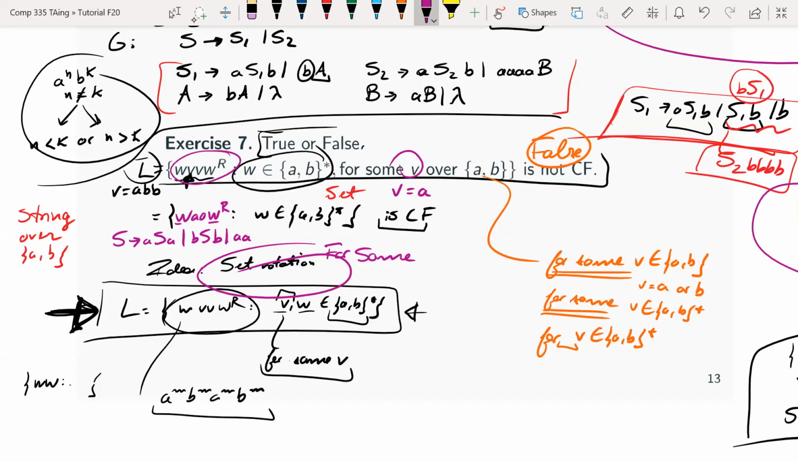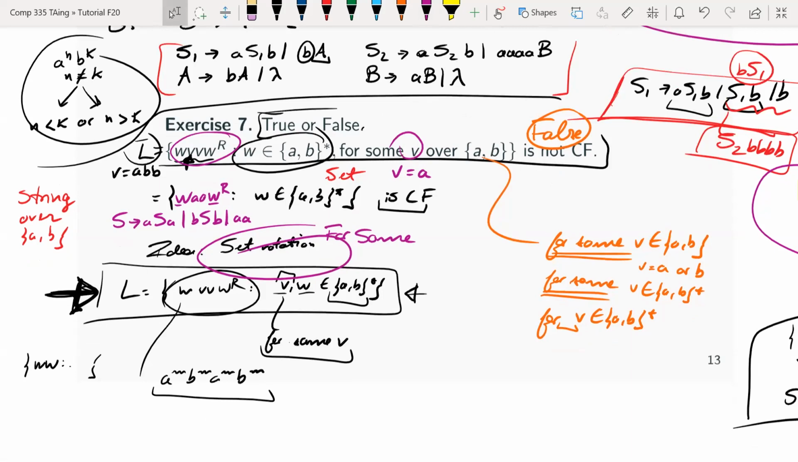Okay. Yeah, so Carl, we're still at the same file, which is not a bad thing. We're at exercise 7. Kelly, if you know that WWR is context-free, yes. Yes, very good, Kelly.